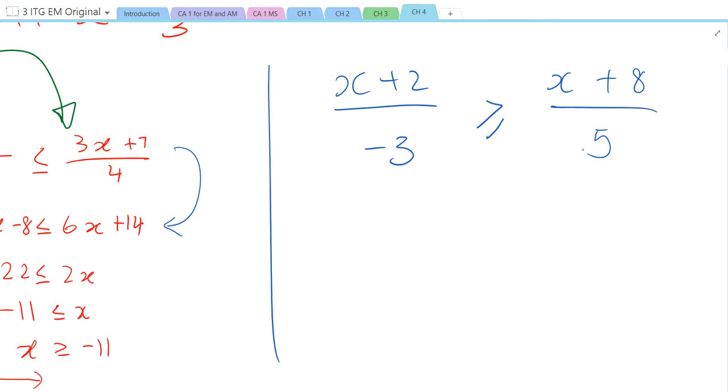Times negative 15. Okay, so if you try to cross multiply, you will have something like this, right? 5 times x plus 2 greater than or equal to negative 3 times x plus 8. Am I right? Is this what you do if you cross multiply? Yes. Is this correct? Why not? So will this then be correct? Yes. Confirm?